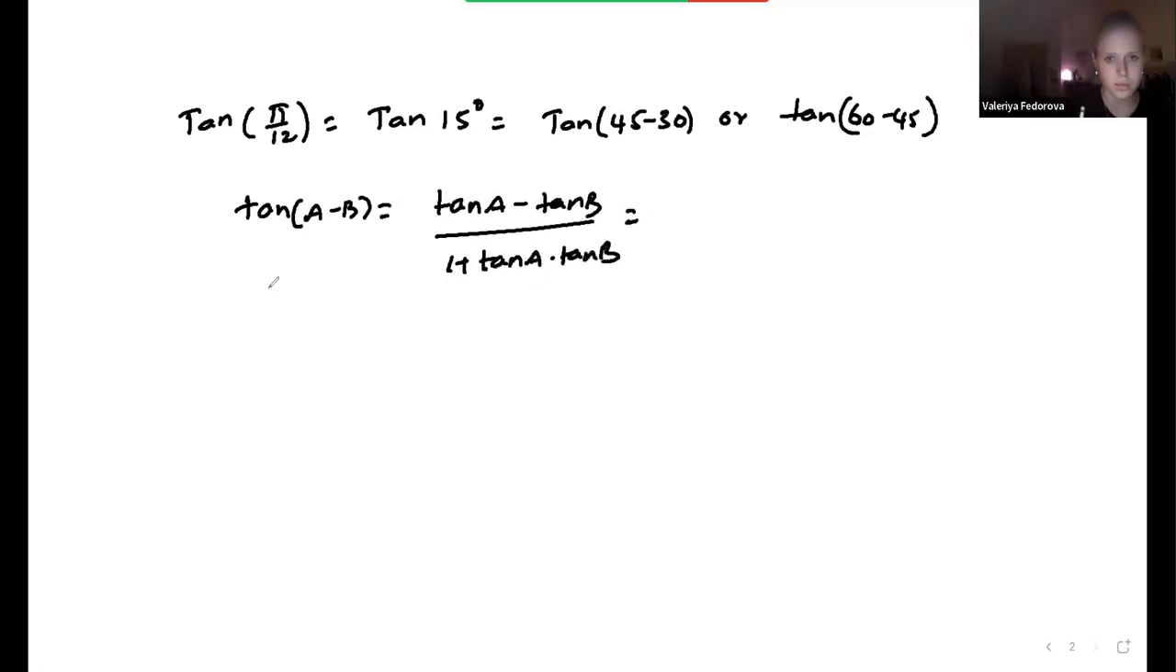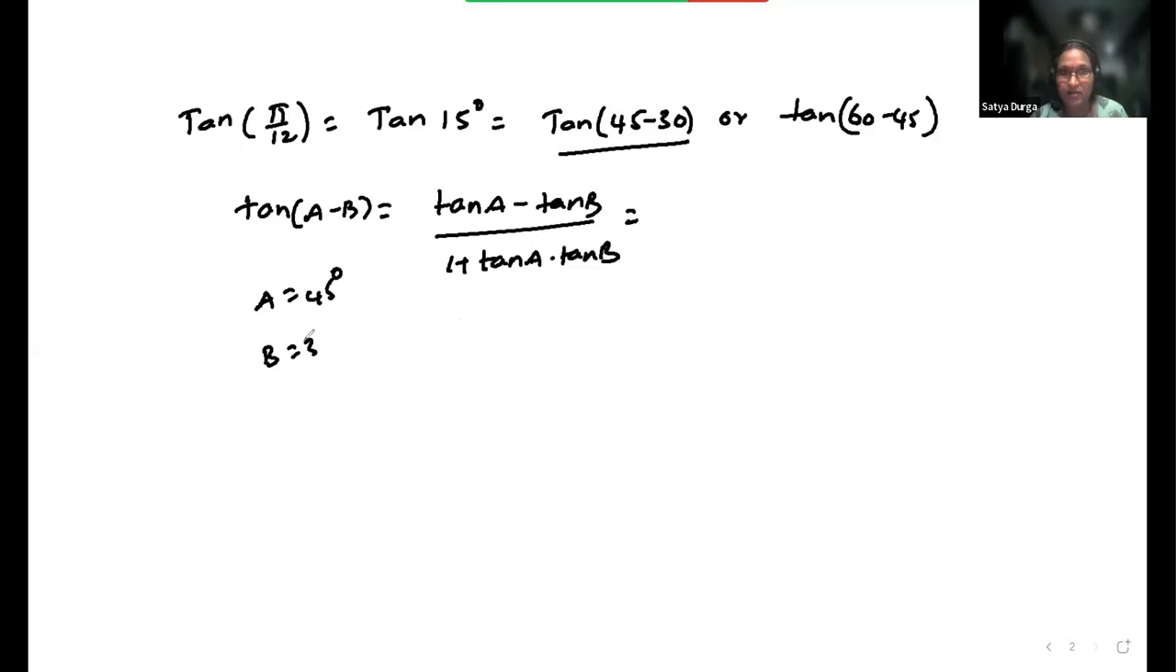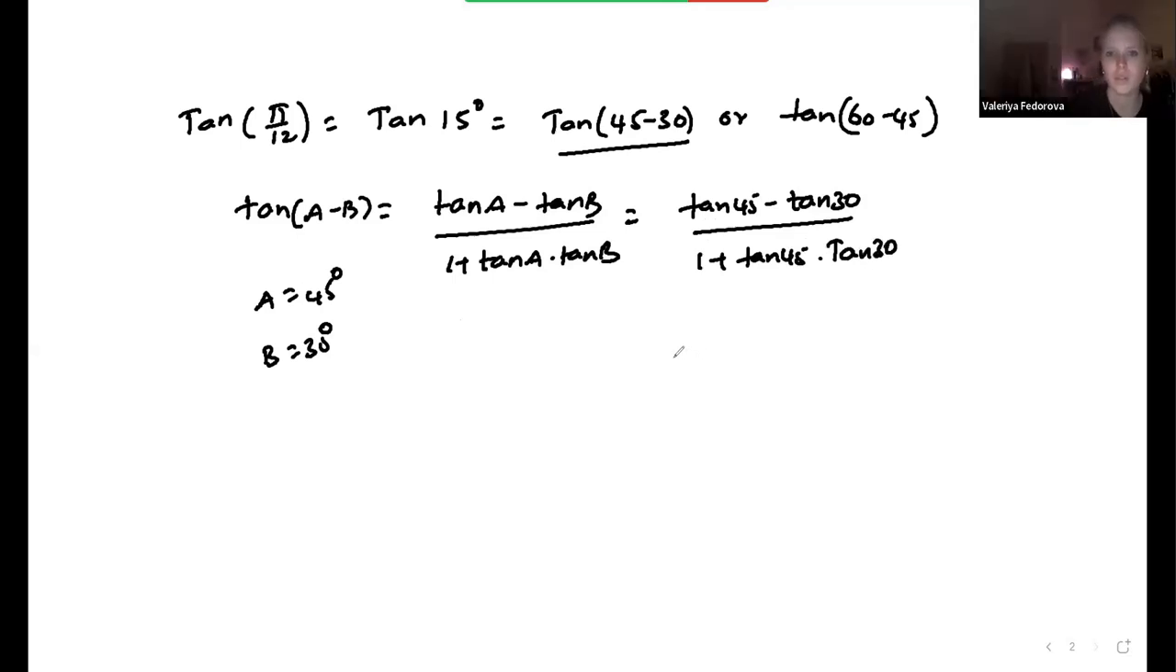Now here, A is equal to 45 degrees and B is equal to 30 degrees. So tan A minus tan B means tan 45 minus tan 30 by 1 plus tan 45 into tan 30.